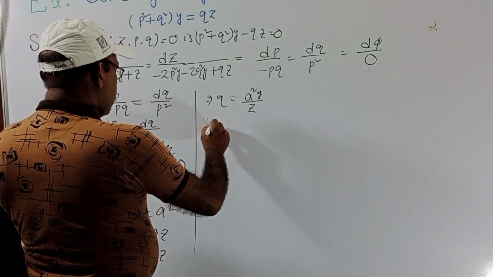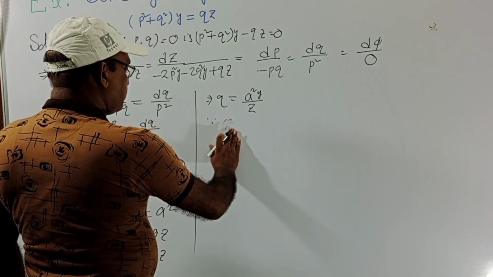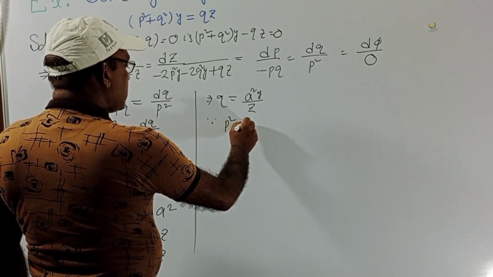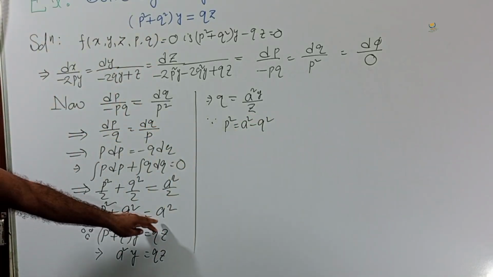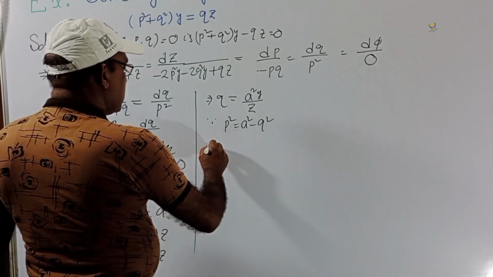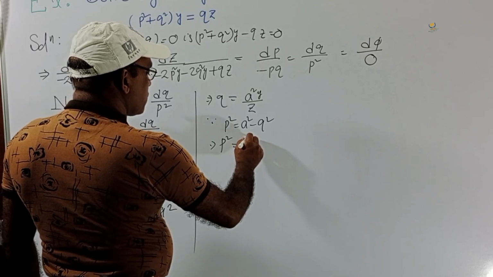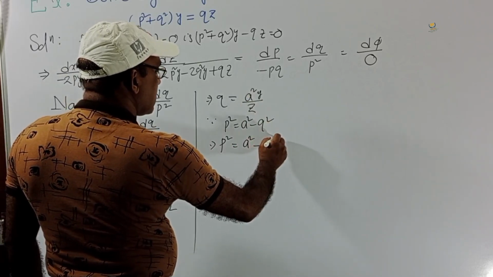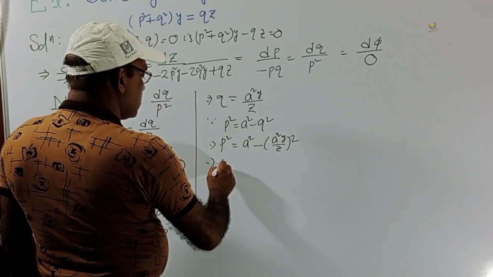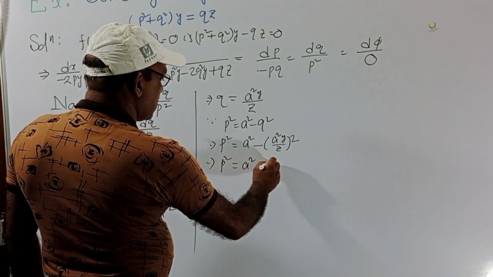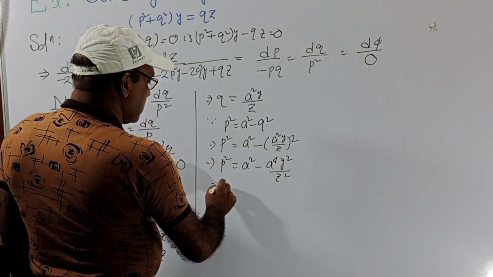And since p square plus q square equal to a square, p square equal to a square minus q square. So this implies p square equal to a square minus, and q means this a square y by z, this whole square. This is p square equals a square minus a to the power 4 y square by z square.